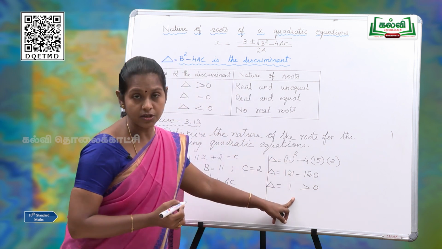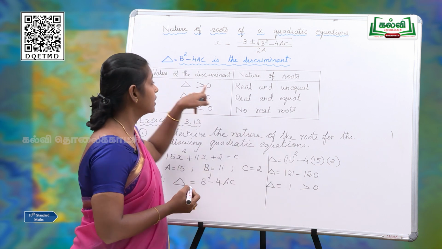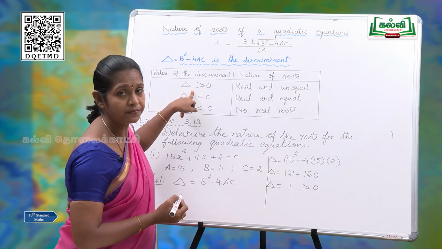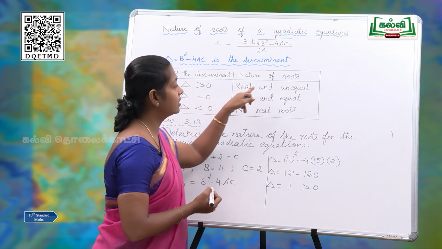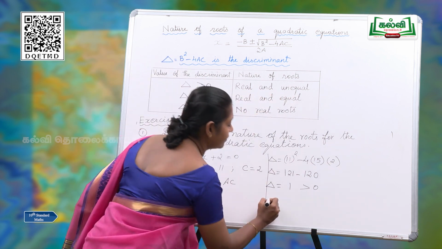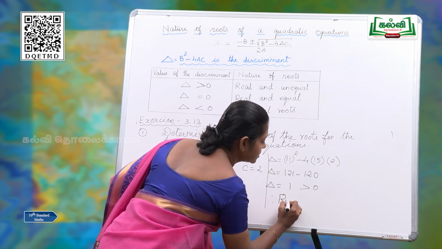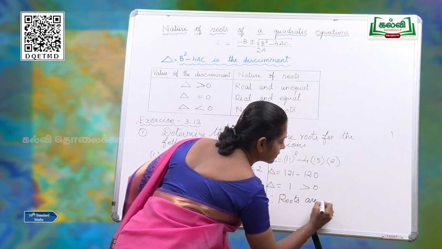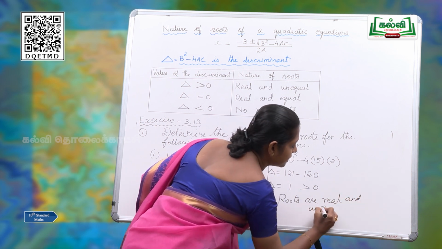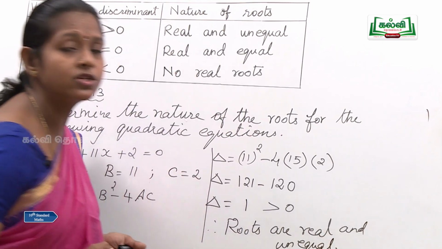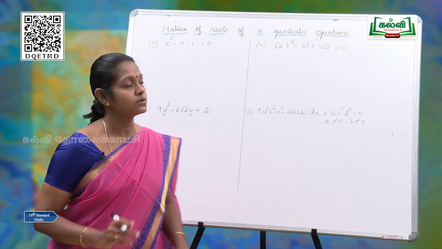Greater than 0. So, if it is greater than 0, the roots are, see the table, if delta is greater than 0, what is the answer? Correct, real and unequal. Therefore, roots are real and unequal. Are you clear about it?